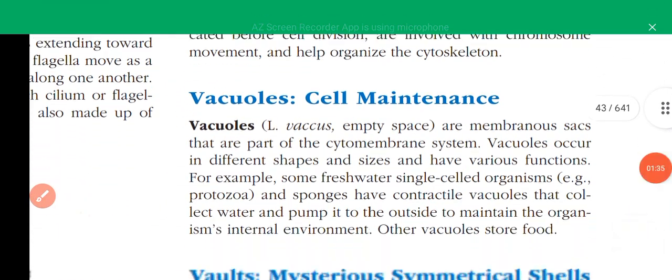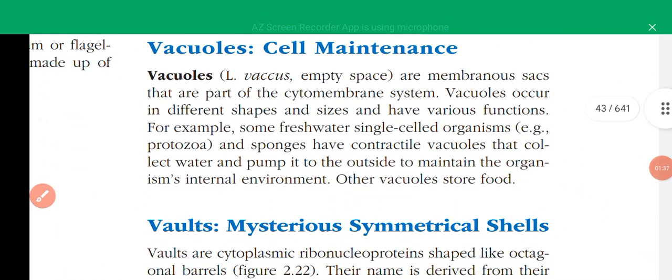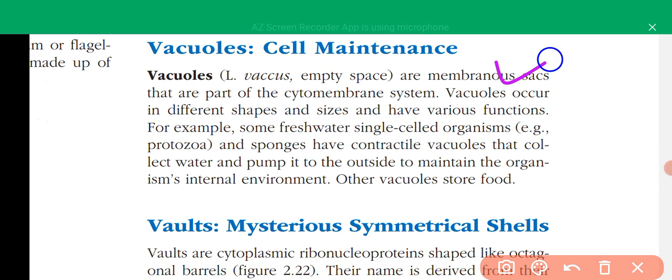Then we will talk about vacuoles. Vacuoles are sac-like organelles that are used for storing various chemicals, and they also help in turgor movement and storing water. In fresh water environments, they are used for the storage of excess fresh water, and they are also used for storage of many waste products.